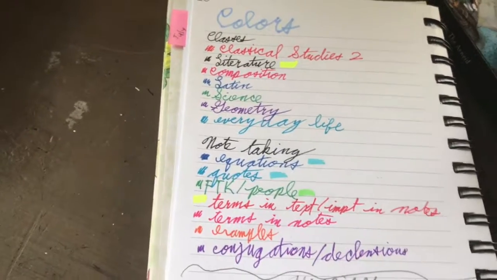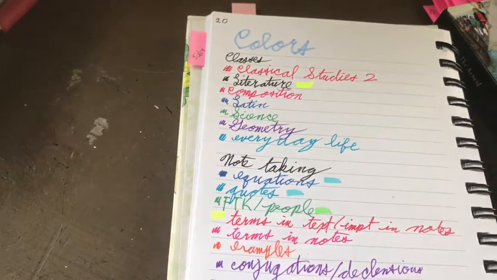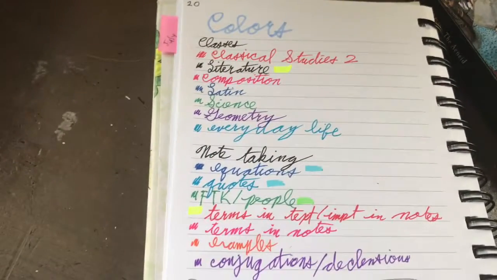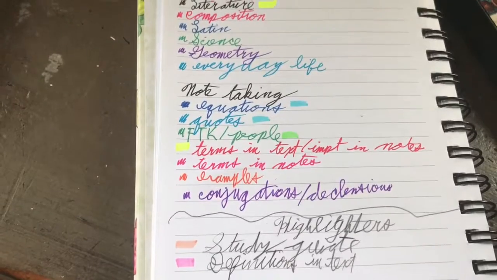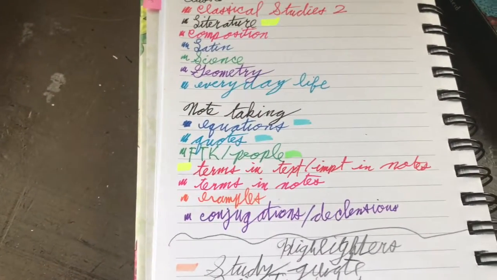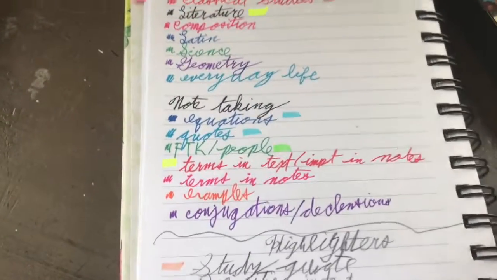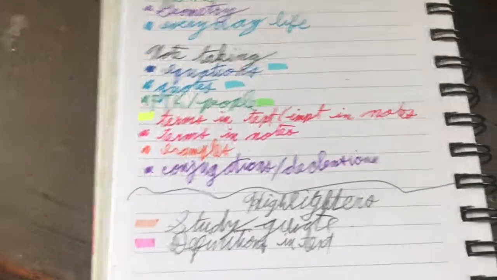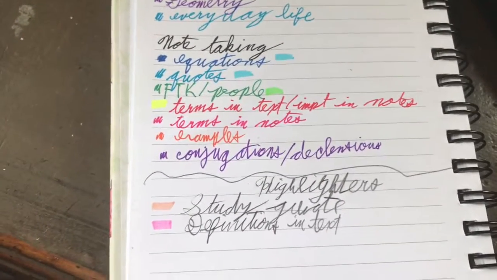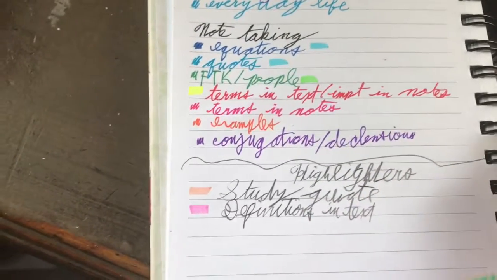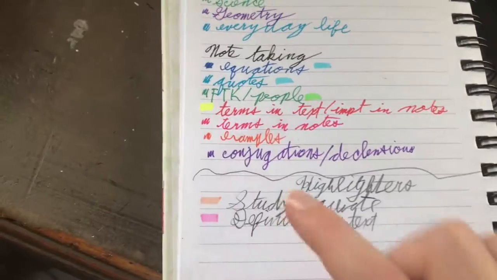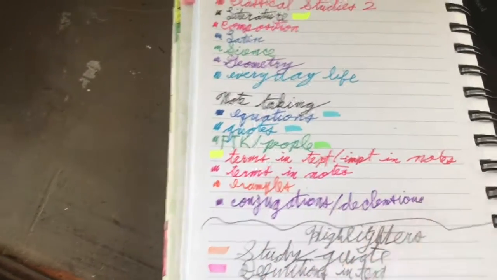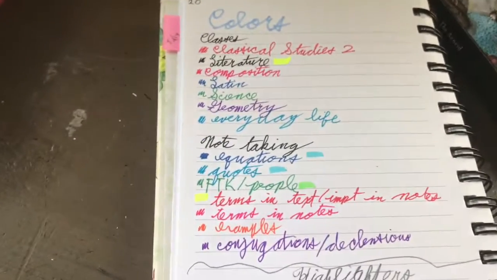And that's going to be highlighting in text, and it's going to be red with your pen. Then you're going to have your pink for terms and notes, orange for examples, purple for conjugations and declensions, Latin, gotta love it. And then this is usually for science, but you can do this for anyone. I'll probably use it for Latin, maybe. It is study guides. That's going to be your main book, and whatever is important, you are going to highlight. Duh. And then for definitions and text, you are going to put in pink. So that is really all I have for color coordinating.